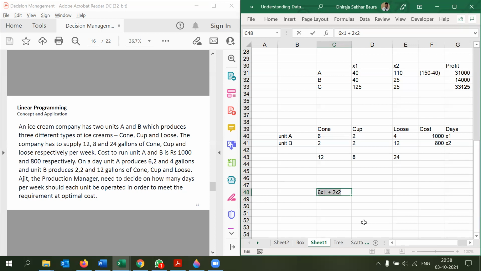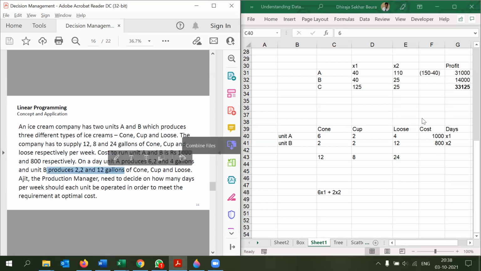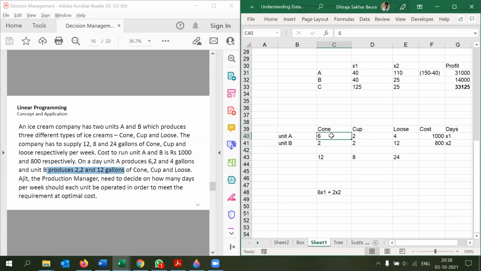Why we did this? This 6 and 2 was per day production. As it was saying very clearly, on a day unit A produces this much, on a day unit B produces this much. We have the number of days now. Obviously, if we are producing 6 cones in unit A and unit A is operating for x1 days, then total cones will be 6 into x1, right? Everybody agrees? Any doubts?